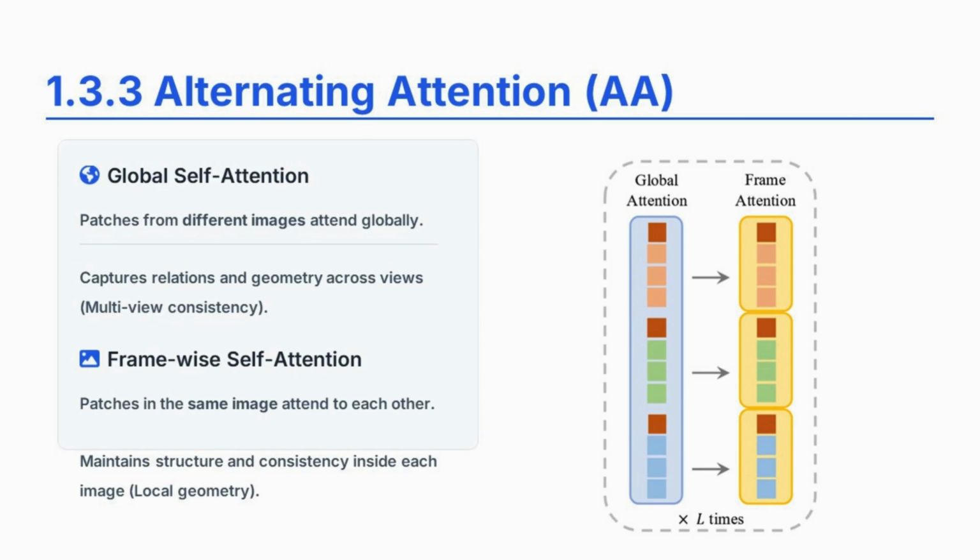The core innovation of VGGT is alternating attention. It combines global attention, which captures cross-view geometry, with frame-wise attention, which preserves each image's local structure. By stacking these two repeatedly, the model learns both local geometry and multi-view consistency, essentially learning what SFM and MVS provide, but without any iterative optimization.